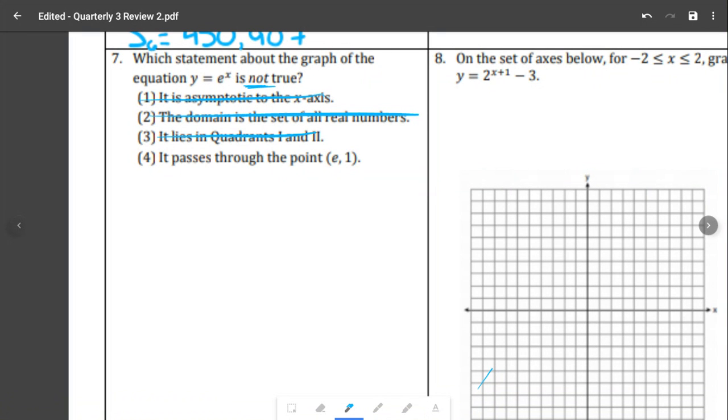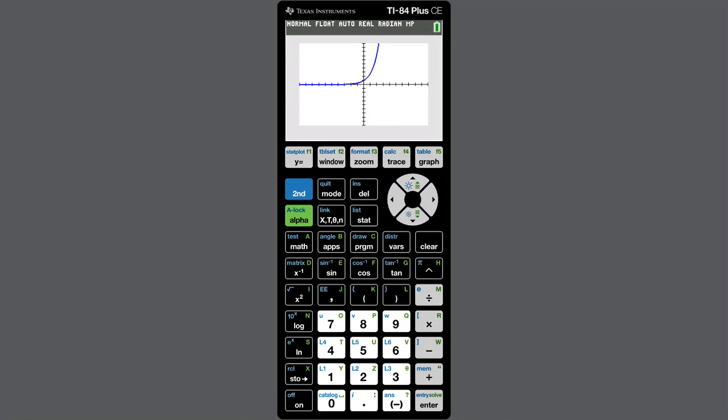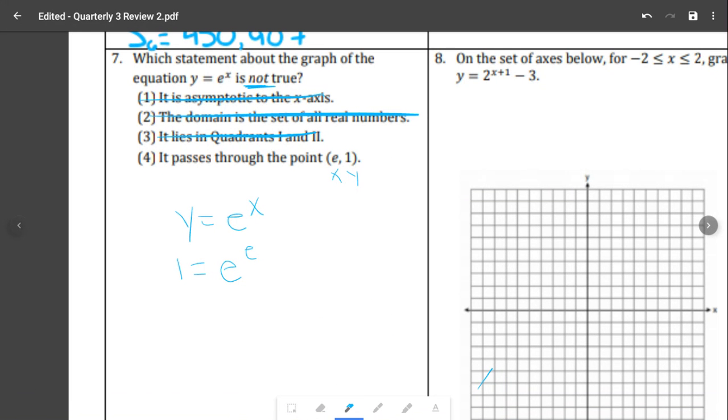Choice 4, one way you can do this, every point we know is an x and a y. So this is saying that the point when x is e and y is 1 would be on the graph. So taking that equation, plugging in that x and y, this says that e to the e is equal to 1. Well, if I take my calculator and go to my regular home screen and type in e to the e, I am not, in fact, getting 1 as an answer. So that is not true. Answer choice 4.